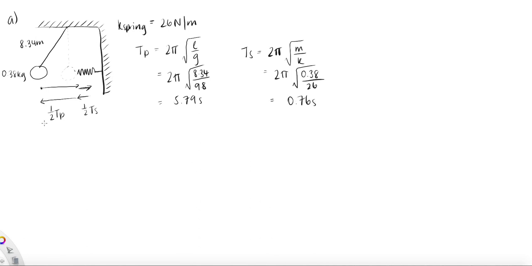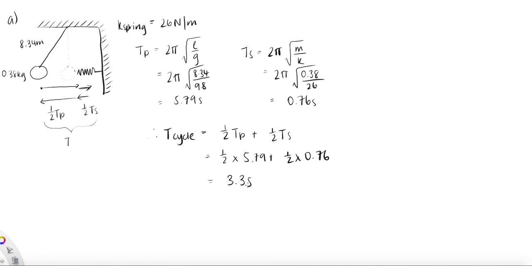Now, these two here combined will give us the total period of the cycle. So therefore, the total period of the cycle is half of the period of the pendulum plus half of the period of the spring. And then when you do that, you get 3.3 seconds. This question's pretty tough.